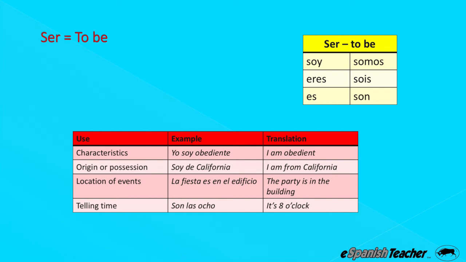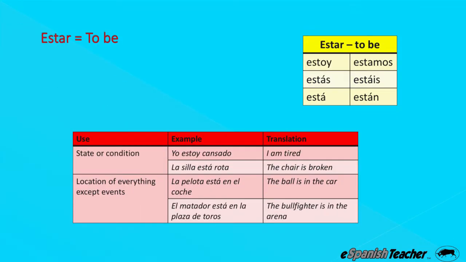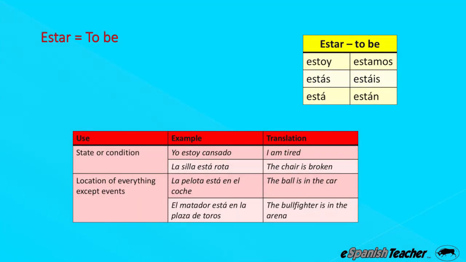Finally, telling time. Son las 8. To tell time, you use the verb ser. It's as simple as that. So you say son las 8. It's 8 o'clock. Son las 8. All right, and I've also provided you the translation of ser in the present tense above in yellow.